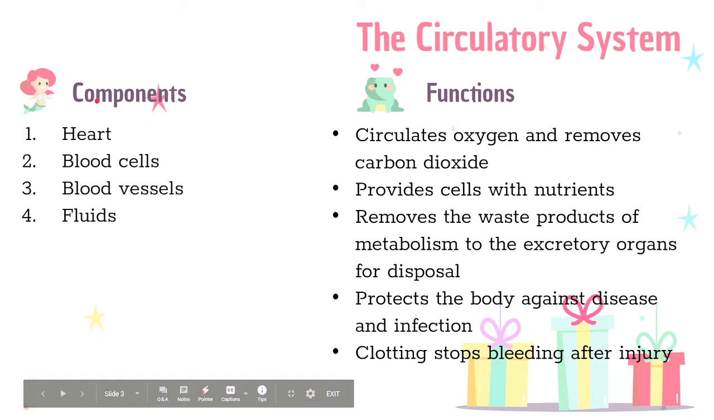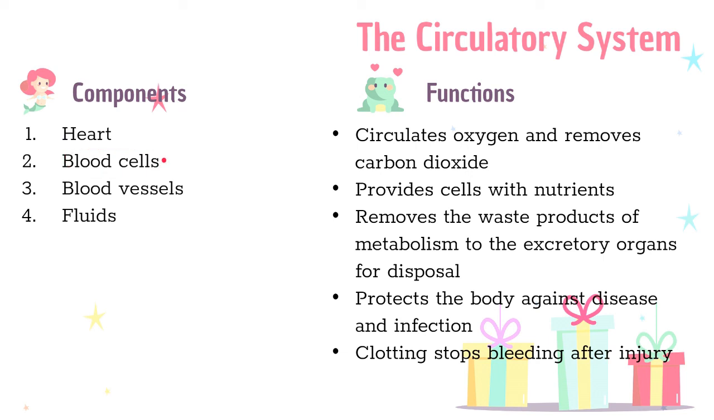It is made up of the heart, the different blood cells, the different blood vessels, and the fluids that run through it. The functions of the circulatory system include circulating oxygen and removing carbon dioxide from the cells, providing cells with nutrients, removing the waste products of metabolism and bringing them to the excretory organs for disposal, protecting the body against disease and infection, and clotting of the blood to prevent bleeding after injury.